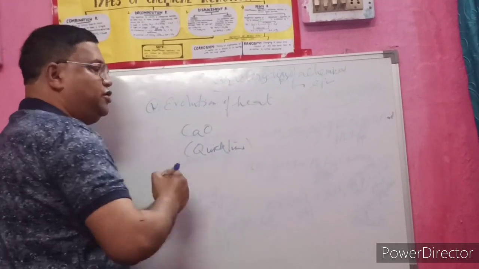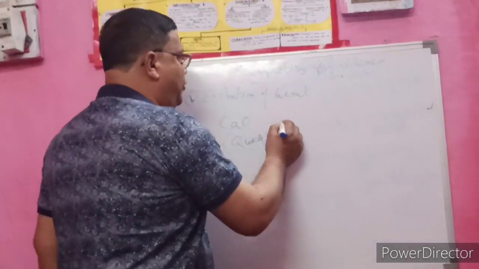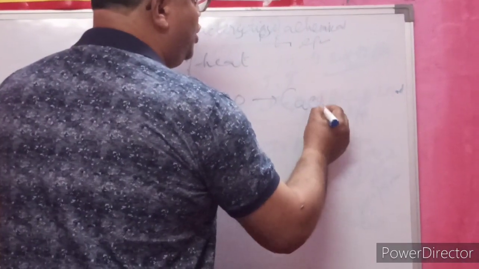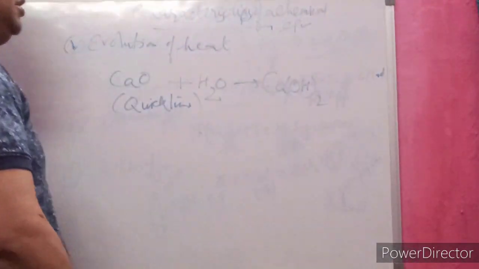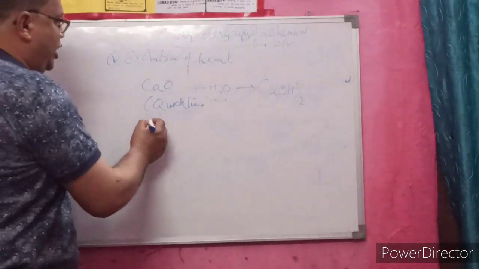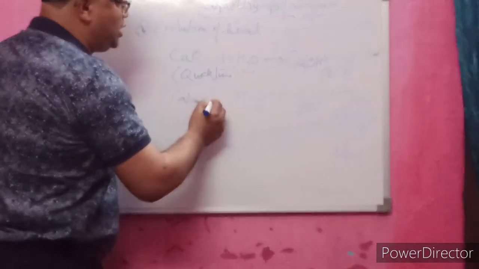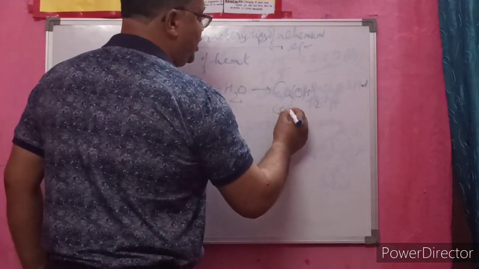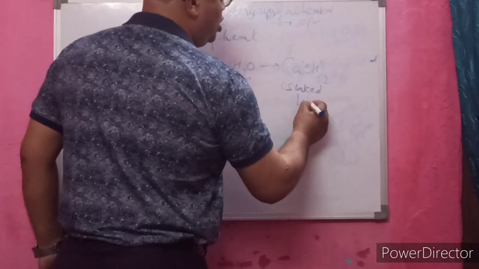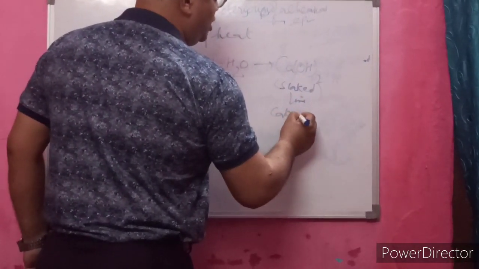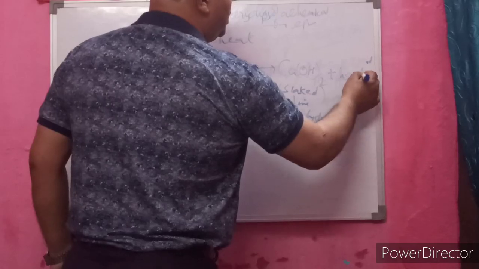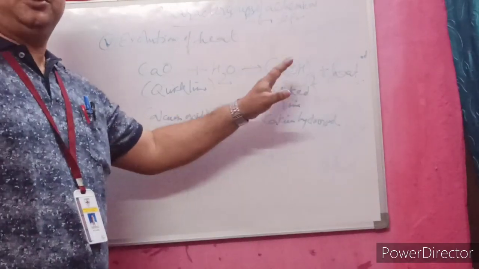In Hindi we call it chuna. Now to that quicklime, if you add water, it forms what? Slaked lime, Ca(OH)2. This is slaked lime. This is quicklime, also called calcium oxide. To this, if you add water, it will form slaked lime, calcium hydroxide, plus heat. This heat means exothermic reaction. This heat evolution shows an exothermic reaction.